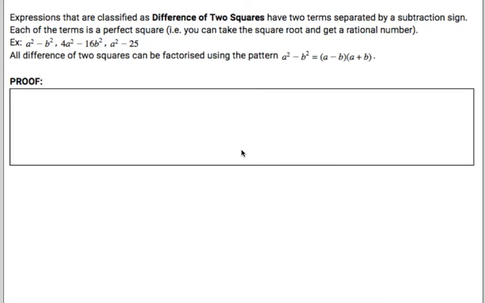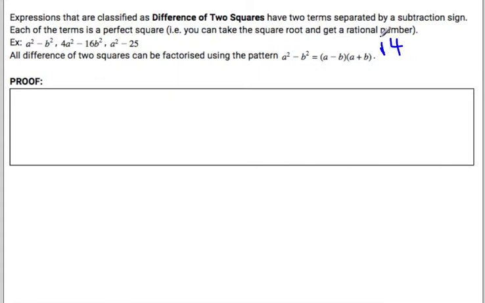Guys, in this video I'm going to teach you about goal 3, which is factorizing a difference of two squares. A difference of two squares is a special type of algebraic expression in which the two terms in the expression are both perfect squares. If you remember, a perfect square is a number that you can take the square root of and get a rational number.